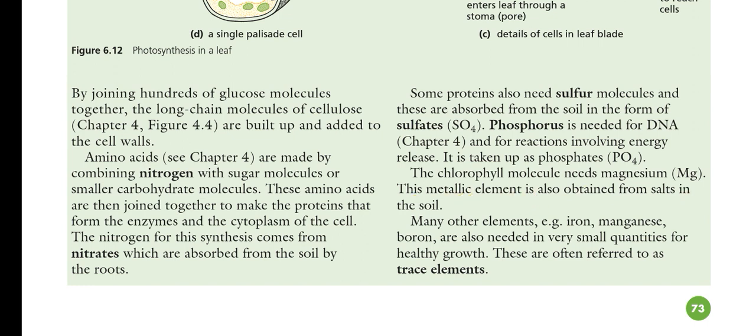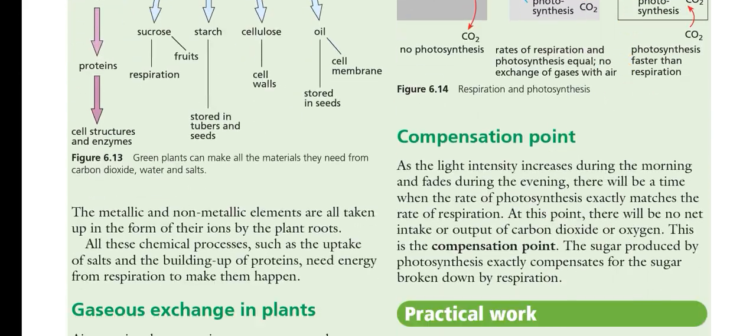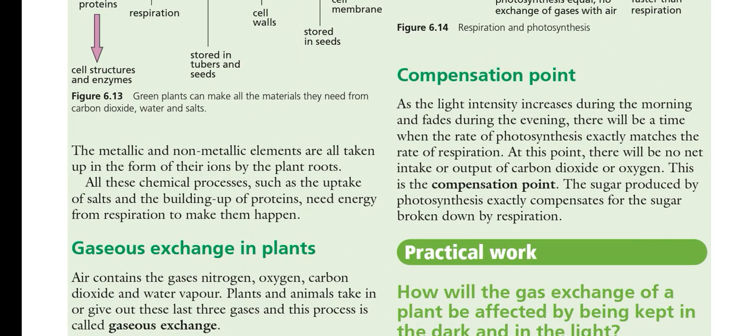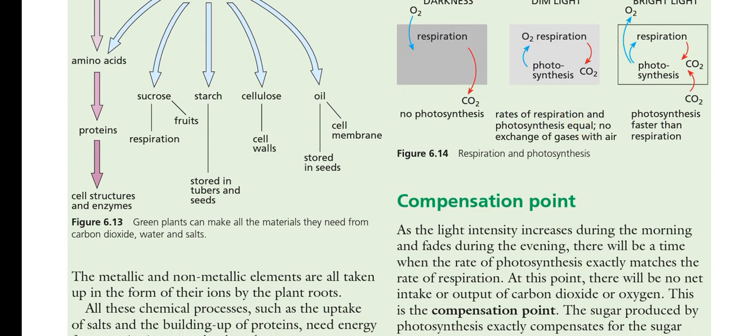This metallic ion is obtained from the salts in the soil. If magnesium is deficient in the soil, the leaves will change from green to yellow or brown, or another color without green. Many other elements, such as iron, manganese, and boron, are also needed in very small quantities for healthy growth. These are often referred to as the trace elements. So these are the elements that are required for photosynthesis.